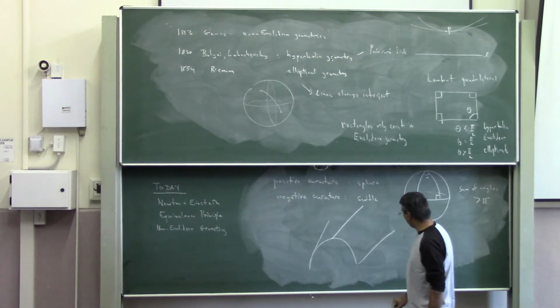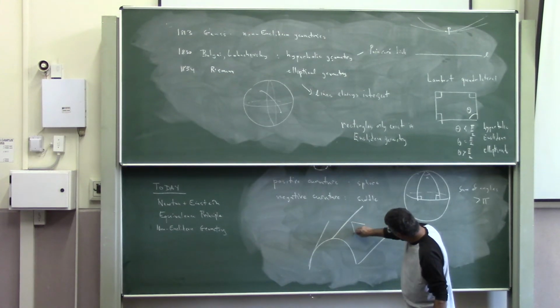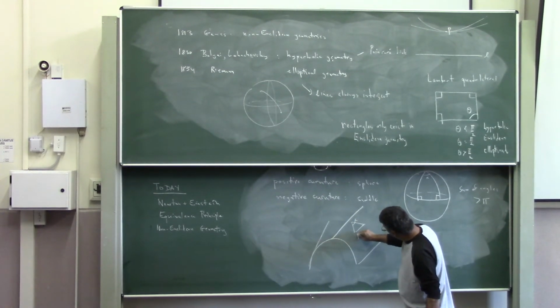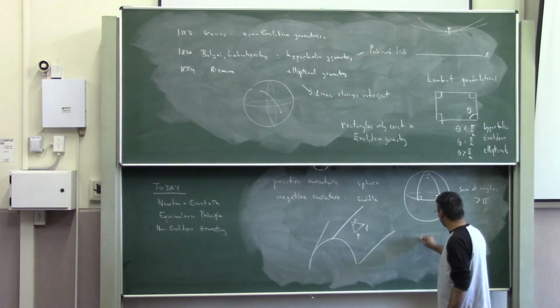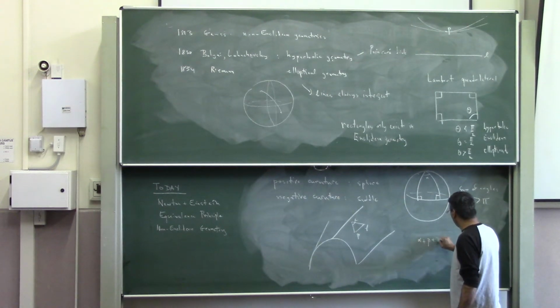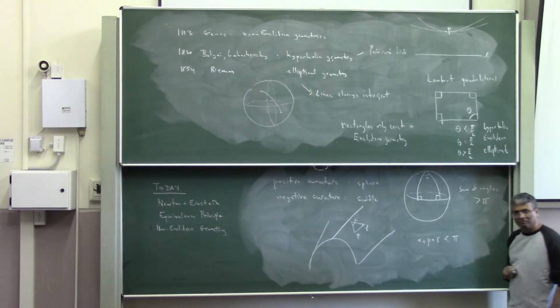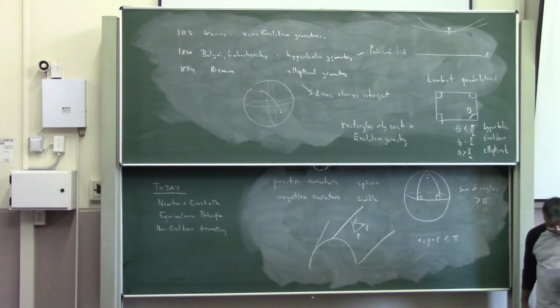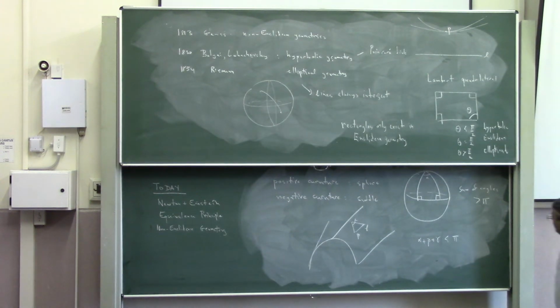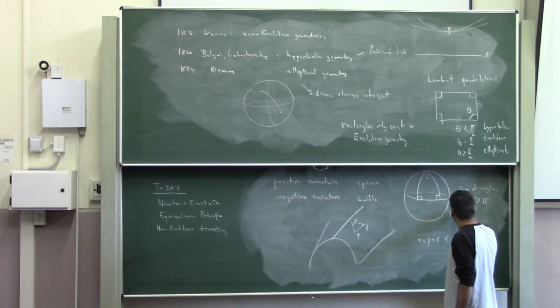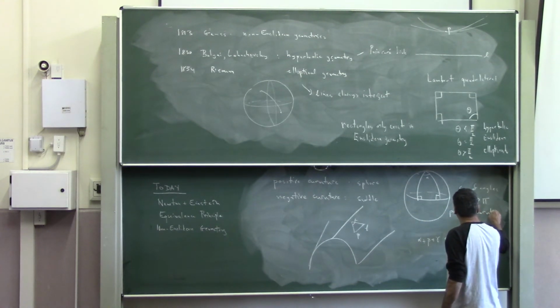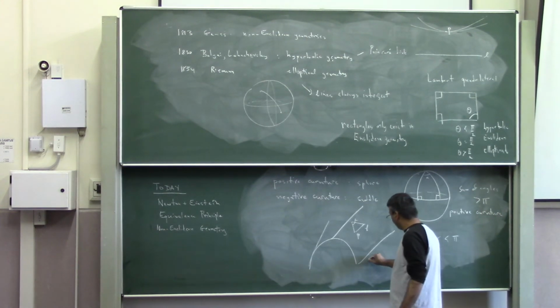If I were to draw a saddle here, if you've got three angles here, alpha, beta, and gamma on a saddle, the sum of these angles is less than pi. And this is positively curved. This is negative.